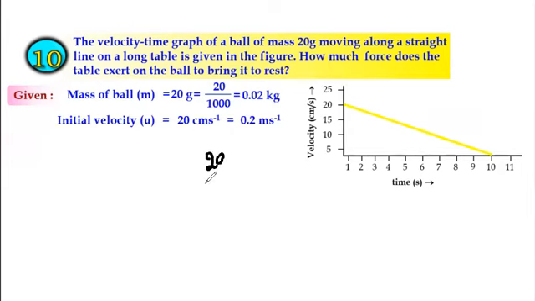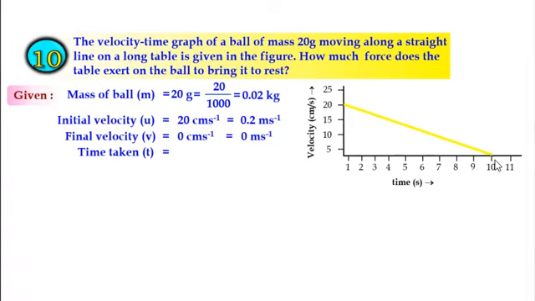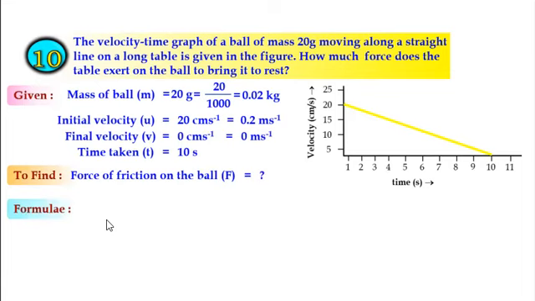That is meter per second. Is it clear? Next, final velocity V is equal to 0 centimeter per second, or also equal to 0 meter per second. Time taken t is equal to how many seconds, from 0 to 10? So time is 10 seconds. Okay. To find the force of friction on the ball, F is equal to question mark. You know that F is nothing but what? Acceleration into mass, or mass into acceleration.